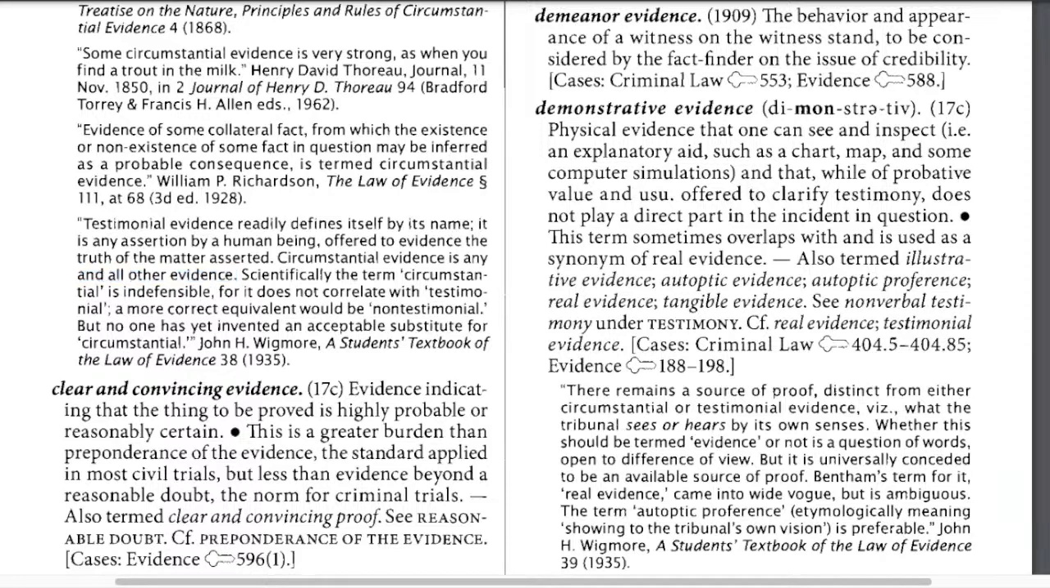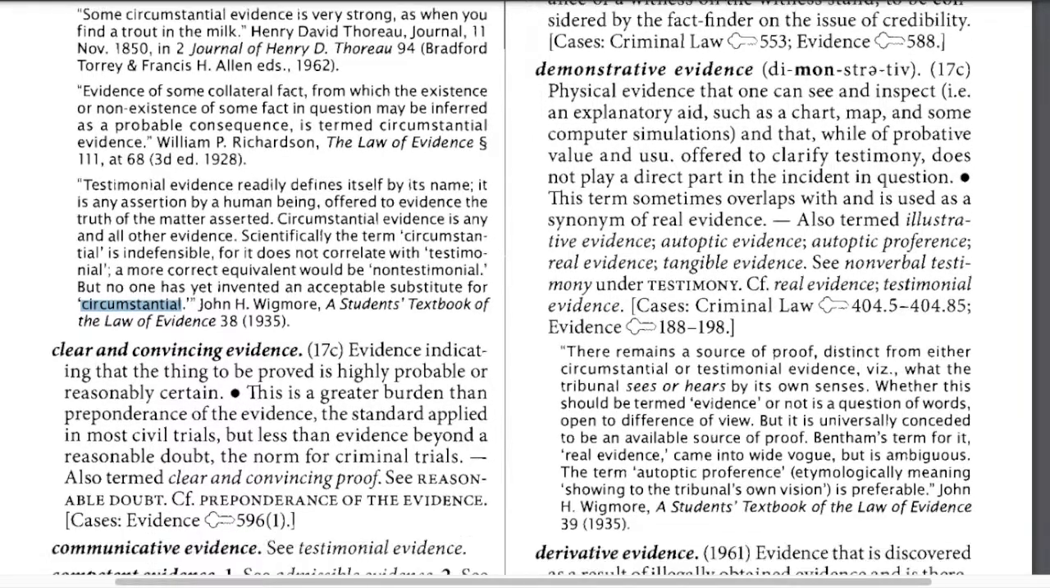So there's only two kinds of evidence, I guess. There's testimonial evidence and circumstantial. Scientifically, the term circumstantial is indefensible, for it does not correlate with testimonial. A more correct equivalent would be non-testimonial, but no one has yet invented an acceptable substitute for circumstantial. Wow, what a concept to consider now when it comes to evidence.